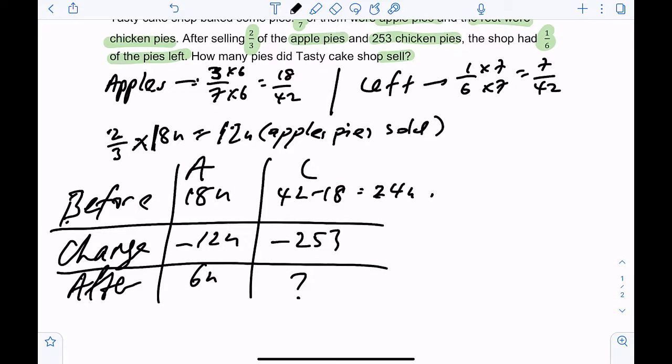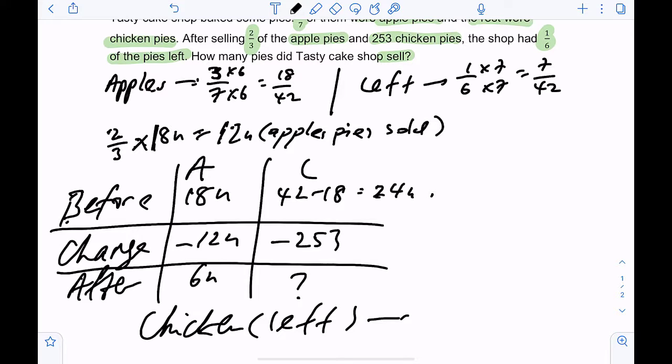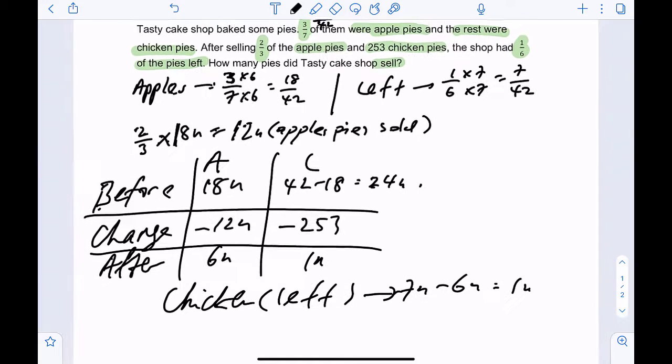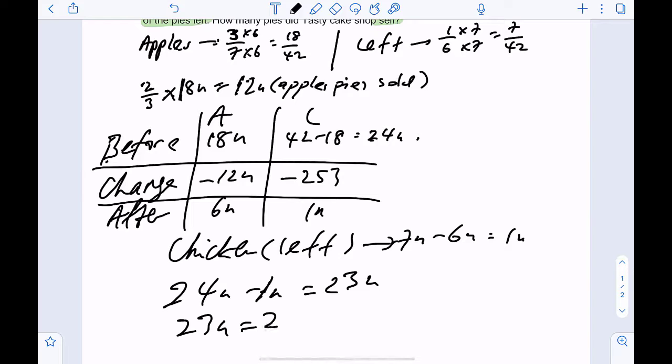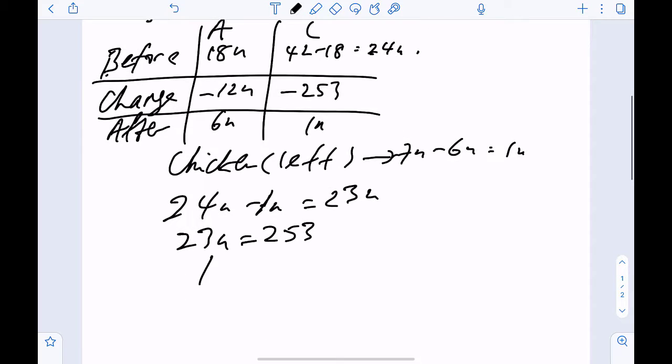So for the chicken that is left, this will take on 7 units minus 6 units, which is 1 unit. So this question mark, we will represent it as 1 unit. Now if you have a look at the chicken pies, it went from 24 units to 1 unit. So there's a difference of 23 units. And this 23 units is really because of the 253 pies that were being sold.